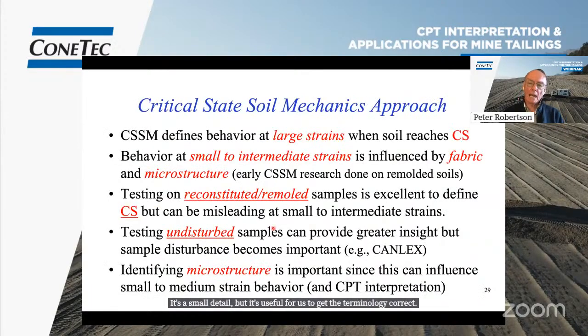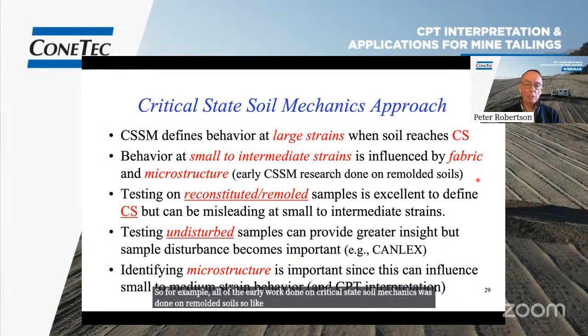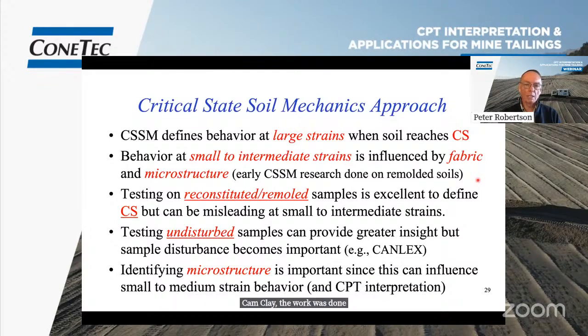Now, critical state soil mechanics is becoming a very popular and a very powerful way to look at soil behavior. And what critical state soil mechanics does is define the behavior at large strains when soil reaches a critical state. So it's important to remember that it defines material behavior at large strains. But the behavior at small to intermediate strains is also influenced by fabric and microstructure. So for example, all of the early work done on critical state soil mechanics was done on remolded soil. So like Cam clay, the work was done on remolded kaolinite. And then the early work on sands was done on reconstituted sands.